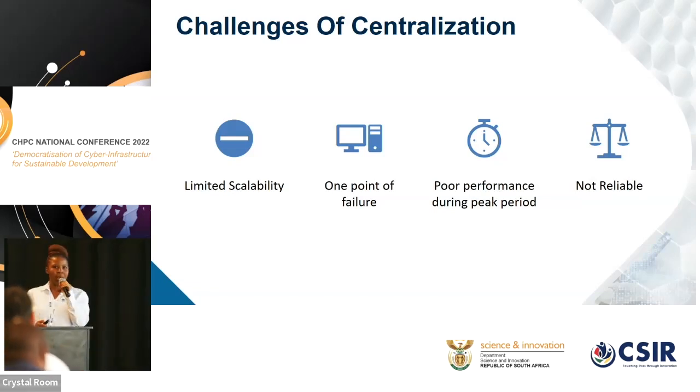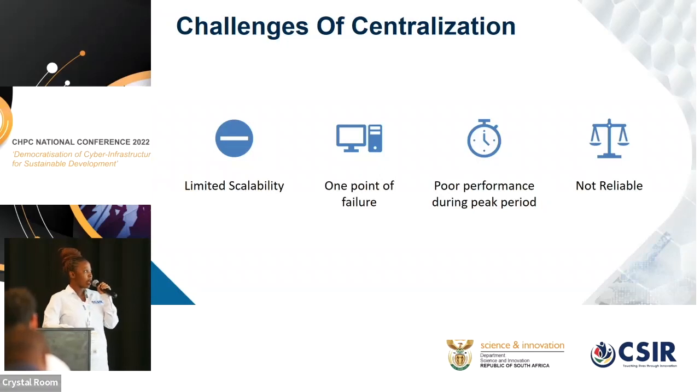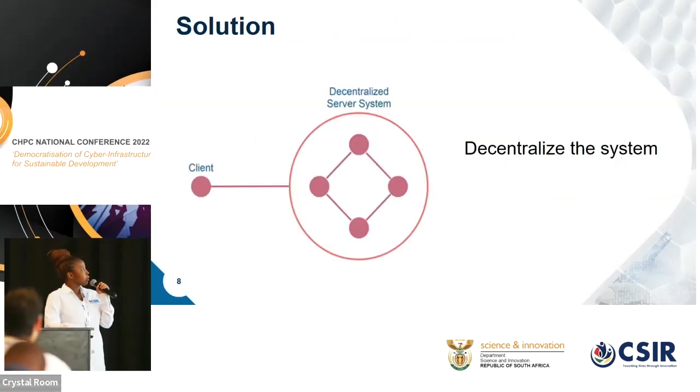So the solution that we decided to come up with for the CTIP system was to decentralize the system. As you can see in the picture below, we have one client that is able to send requests to a cluster of servers.